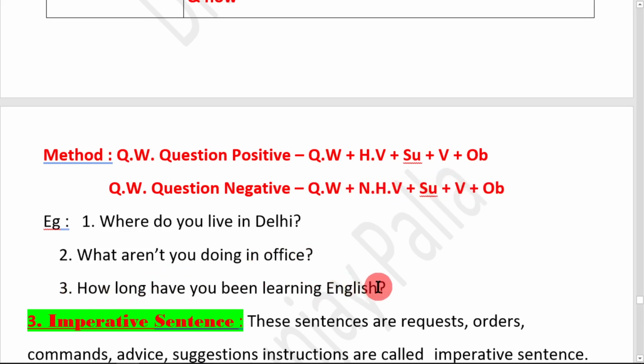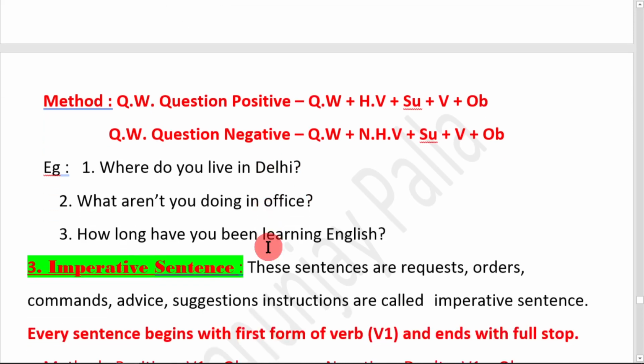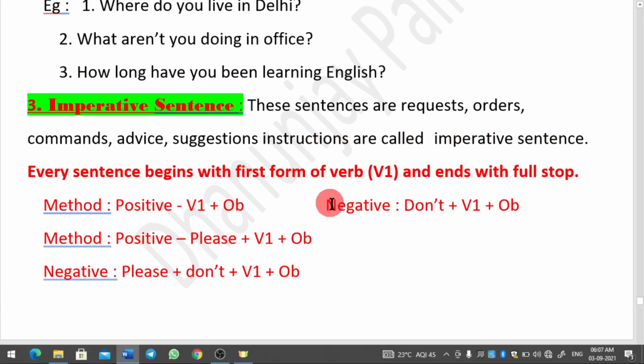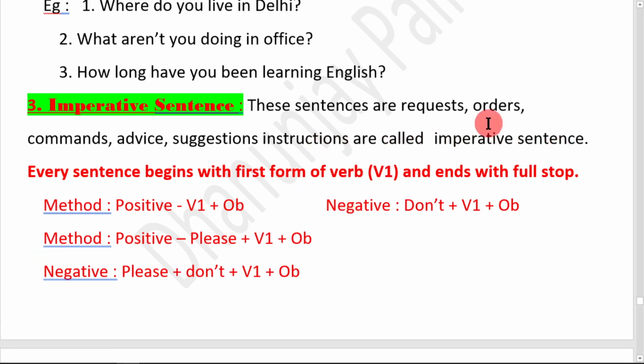So friends, if you want to form interrogative questions, you have to use these methods and you can get more language. Okay friends, now I am going to explain to you imperative sentences. Imperative sentence. These sentences are requests, orders, commands, advices, suggestions, instructions are called imperative sentence. If you want to request anybody, if you want to order, if you want to command, if you want to advise, if you want to give suggestions to anybody, or if you want to give instructions to anybody, we have to use the imperative sentence in English language.